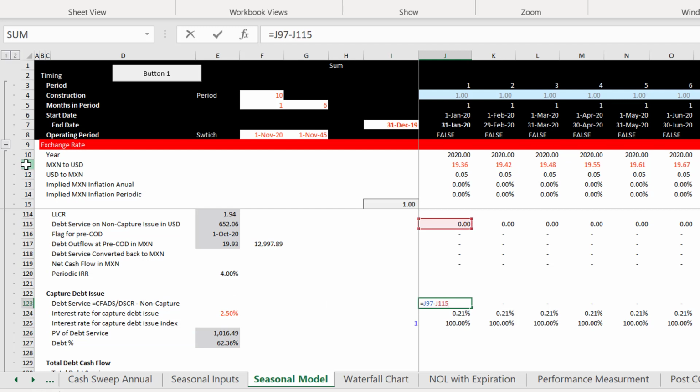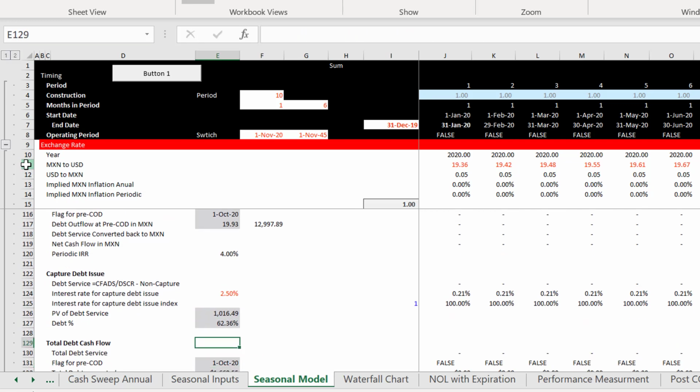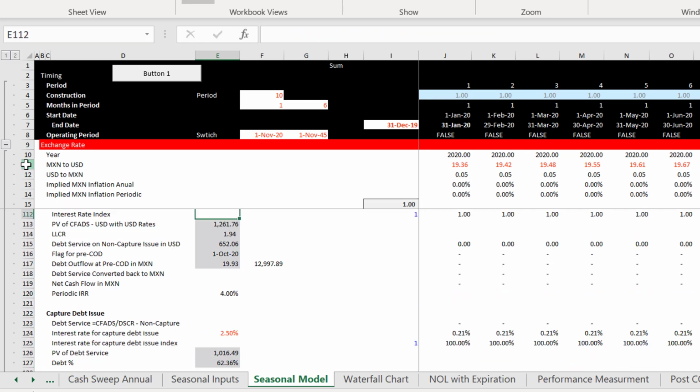Now finally we take the capture issue, and that capture issue is CFADS divided by DSCR minus whatever we had in the Mexican issue. We subtract that. We put our old USD rate in, nothing fancy. We get our NPV of our debt service in USD. That's all okay. And it's not exactly 60%.